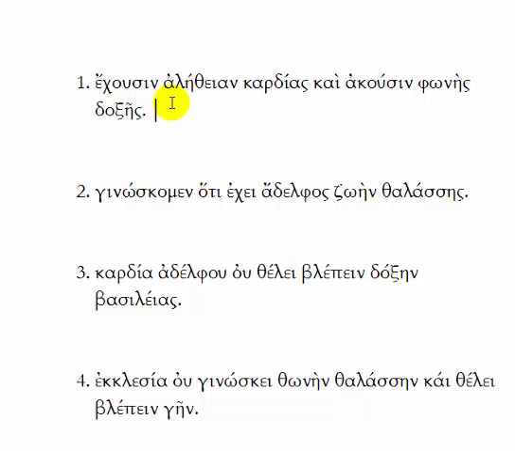It says, "Ekusin aletheon cardias kai akusin phones doxes." First we note the first verb, ekusin. If we know our vocabulary well, as you always need to know your vocab, you realize it's the verb have. It's some form of that. Aletheon is the noun for truth, cardias, heart, kai means and, akusin is another verb, it means hear, phones is sound, doxes glory.